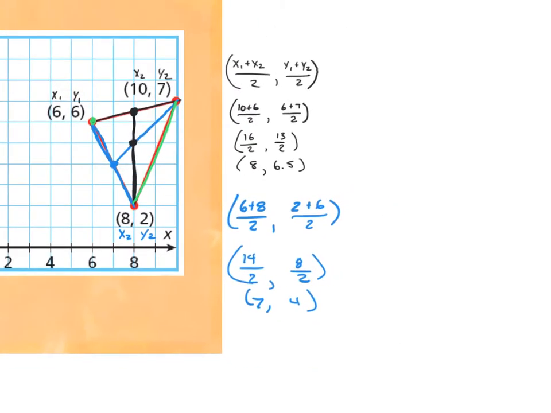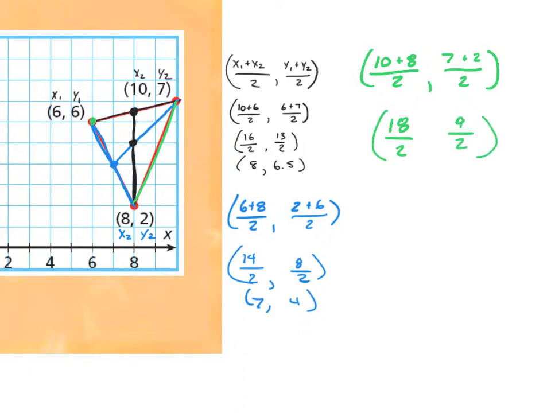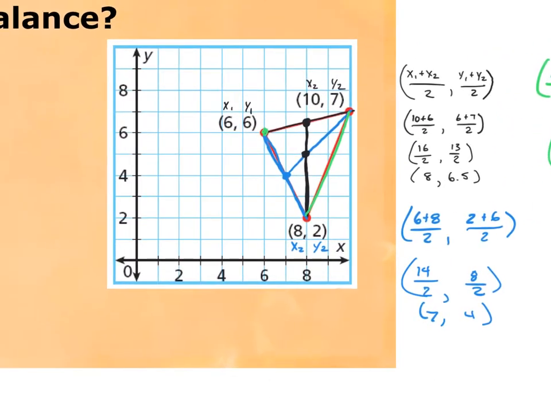So I am going to add the x's together. We got 10 plus 8 divided by 2, and we get 7 plus 2 divided by 2. I'm doing the midpoint of the green lines. 18 divided by 2, 9 divided by 2. We get 9, 4.5. So let me go to 9, 4.5. 9, 4.5 is right here. And when I connect that across there, what do you know? Look right where it went through.